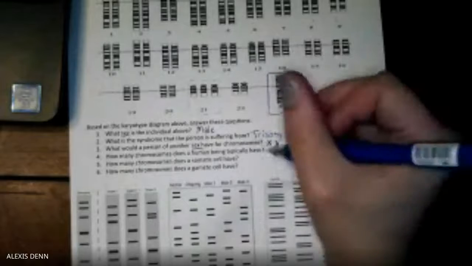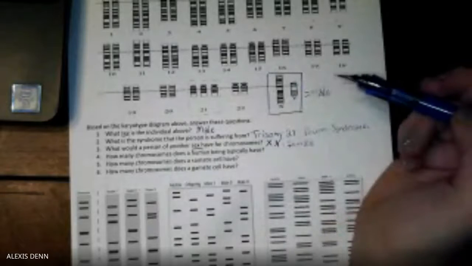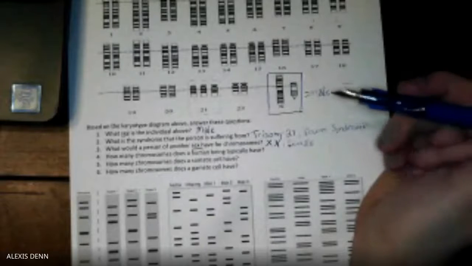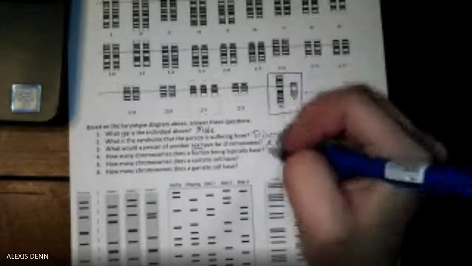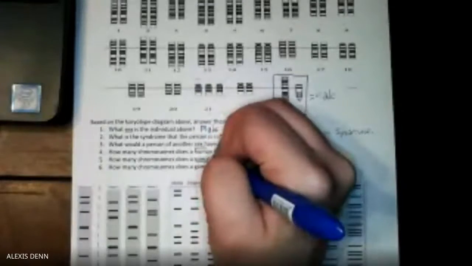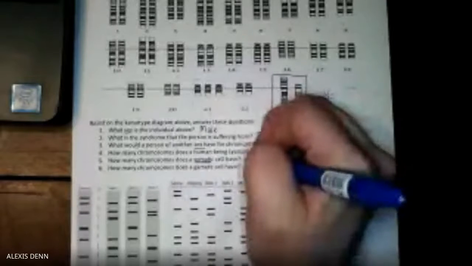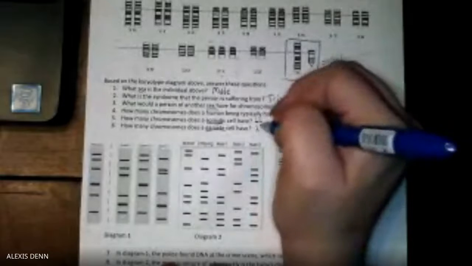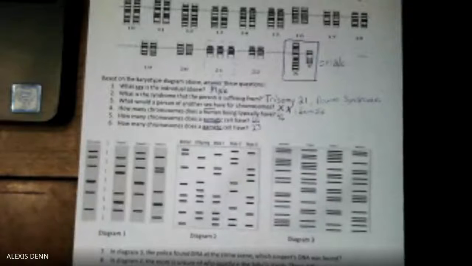How many chromosomes does a human being typically have? Well, you have 23 pairs of chromosomes, so 23 times 2 is 46. And how many chromosomes does a somatic cell have? That's a body cell. That would be 46 chromosomes. The only cells that don't have 46 chromosomes are gametes, which are sex cells, eggs or sperm, and those have 23 chromosomes. Because egg and sperm combine to create a zygote, a little baby, and that will create a zygote with 46 chromosomes.